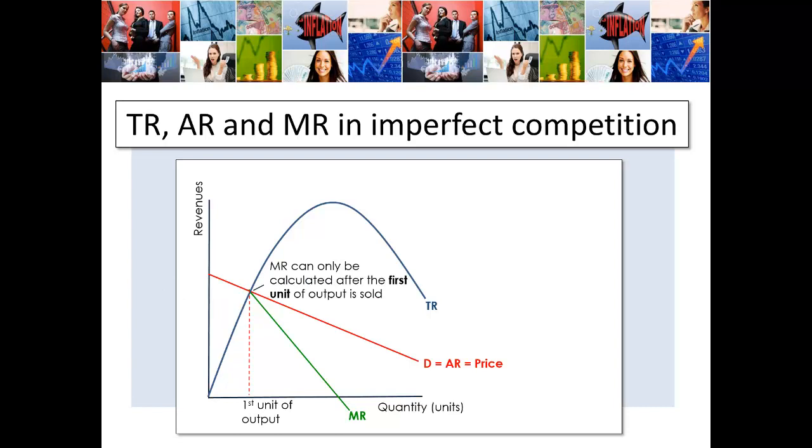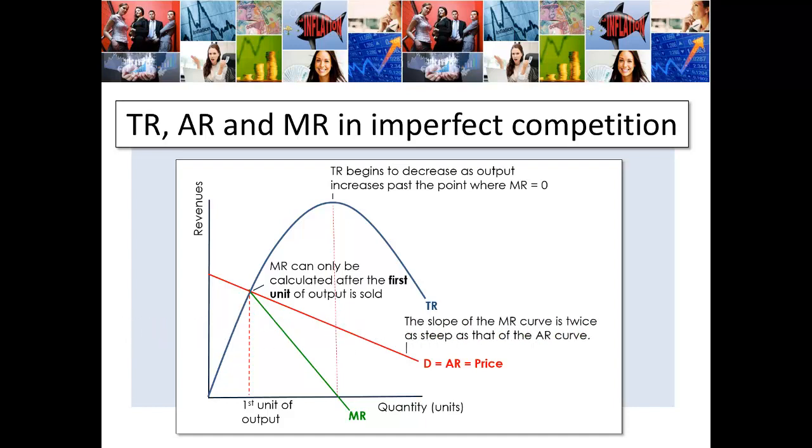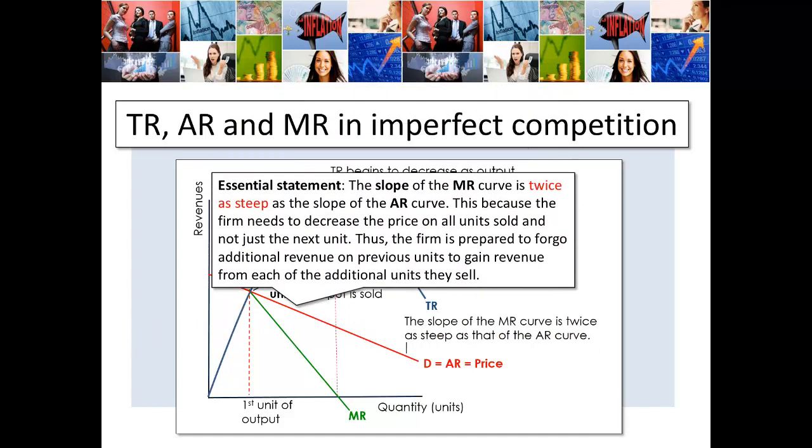Marginal revenue can only be calculated after the first unit of output is sold. And as stated before, total revenue begins to decrease as output increases past that point where marginal revenue equals zero. So past the point where marginal revenue turns negative. Now, the slope of the MR curve is twice as steep as the slope of the average revenue curve. And that's because the firm needs to decrease the price on all units sold and not just the next unit. So the firm needs to be prepared to forego additional revenue on the previous units to gain revenue from each of the additional units they sell.